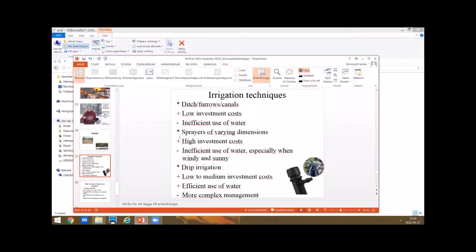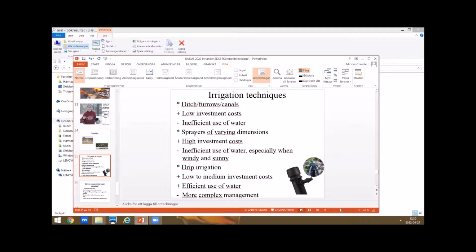So there are different irrigation techniques, such as ditches or furrows and canals, which we saw in the earlier picture. The positive aspect of those ditches and canals is that they have very low investment costs. You just dig a canal. The negative aspect is that it's an inefficient use of water. Most of the water is probably running back into the river without having passed through the soil and being used by the plants or being used for cleaning up the soil, leaching the salt out of the soil.